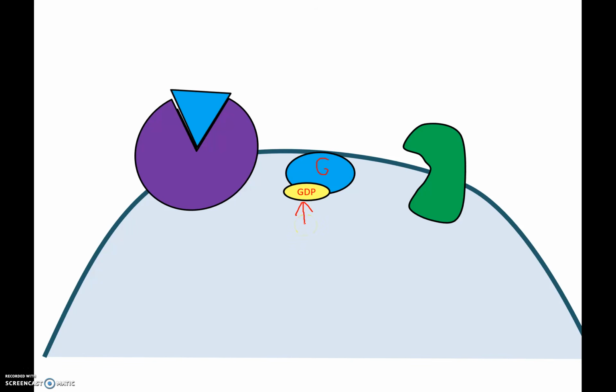However, when this ligand attaches to the G protein linked receptor, the inactive G protein diffuses across the membrane, and it's going to exchange a GDP for a GTP. And now this G protein is active. And I want to point out the G protein is loosely attached to the cell membrane. It's a peripheral protein. It does not cross that lipid bilayer. It's not a transmembrane protein.